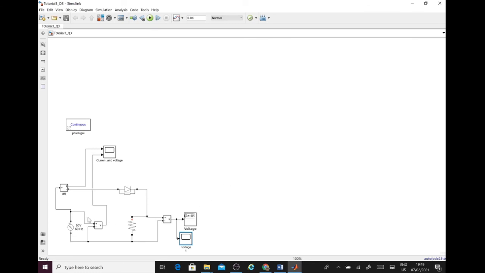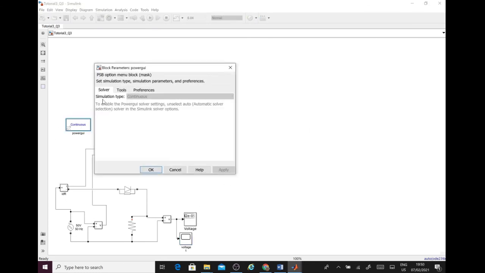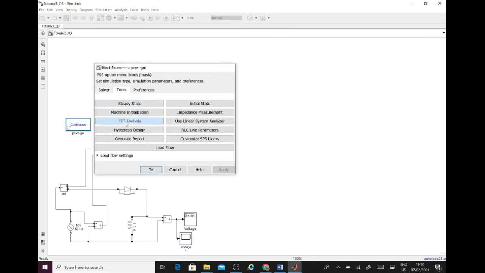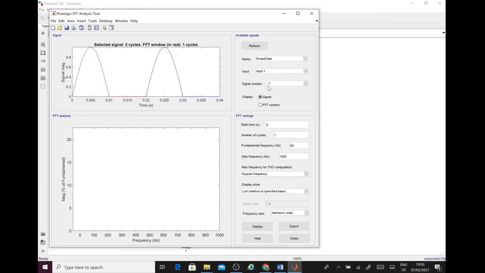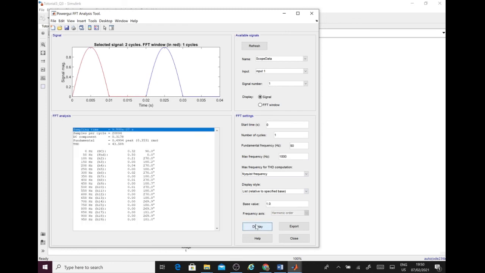Now if I do the fast Fourier analysis, and then I try to display the results, you see that the DC component will be 0.32 as we obtained by using the analytical way. So you see that it gives you the DC and all harmonics over here. And of course it says that the total harmonic distortion will be 43.5%.